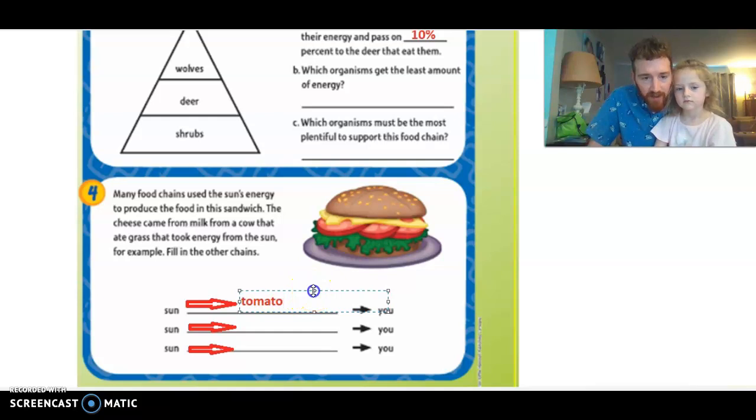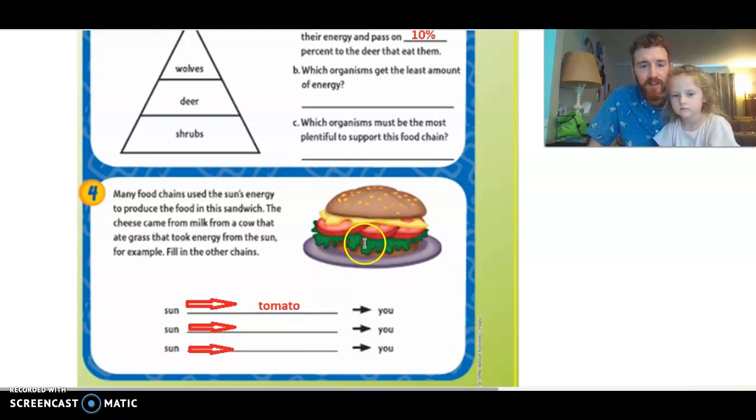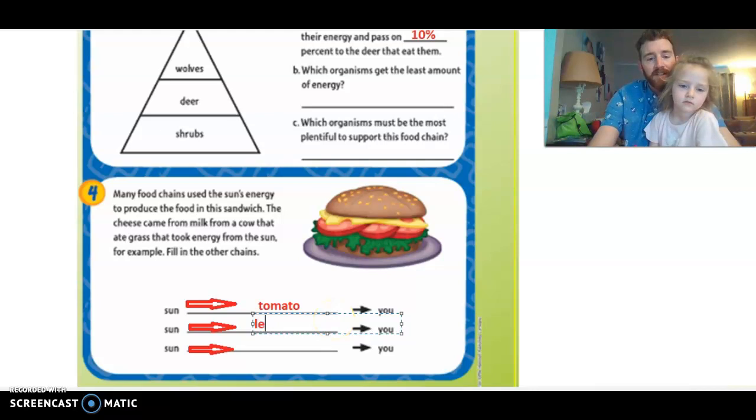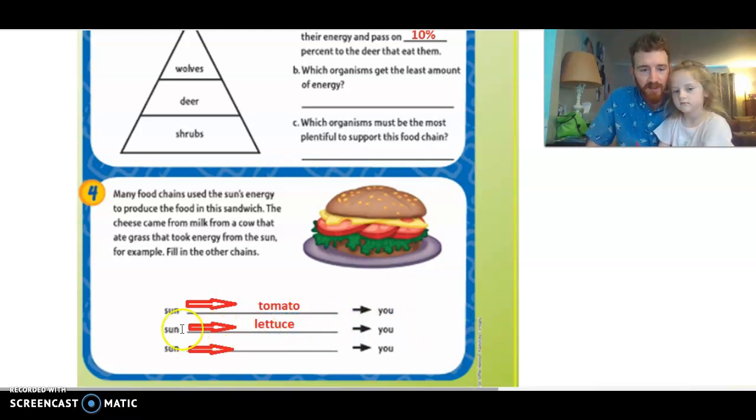Okay, and then we've got the arrow going from the tomato to us when we eat that. So there's that first one. If we look at the other stuff in there, what other plants do we see? Well, I definitely see the green stuff there is lettuce. So we can also have another food chain of the sun provides energy to the lettuce, which then provides energy to us when we eat it. So again, the flow of energy.